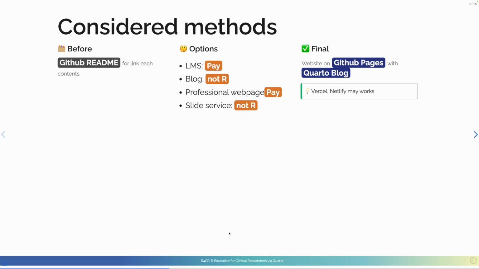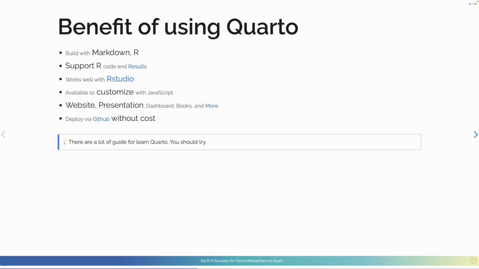But after some trials, this method, GitHub Pages and Quarto blog, worked for me. Since I am familiar with GitHub, I use GitHub Pages, but other static hosting web services like Netlify or Browser may work. Because there are excellent talks on Quarto already, I will just shortly introduce the advantages of using Quarto.